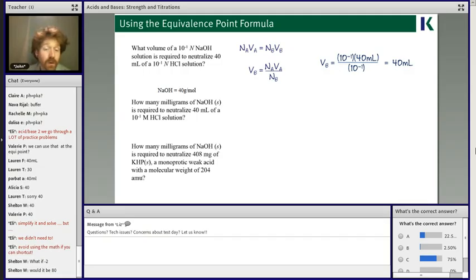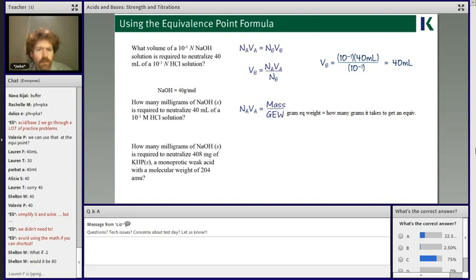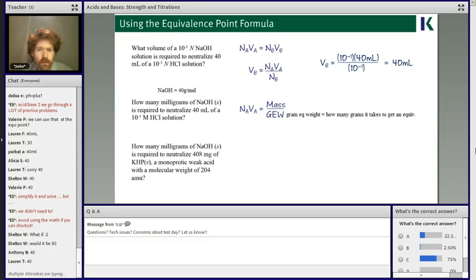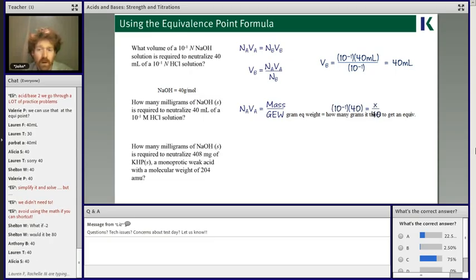So remember this formula we would have. We've got one of these as solutions. We'll have our normality times our volume. The other one is mass divided by gram equivalent weight. Remember, this is gram equivalent weight, which is equal to how many grams it takes to get a mole, or an equivalent. So we're solving for how many grams. What's the gram equivalent weight, though, of sodium hydroxide again?